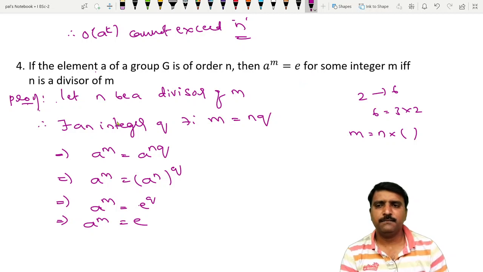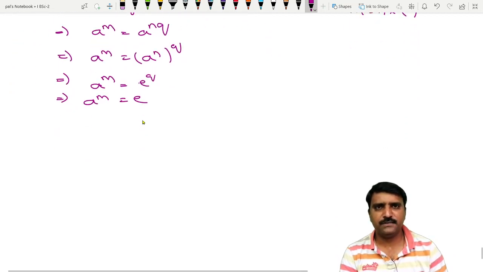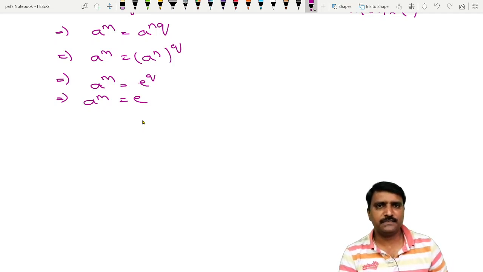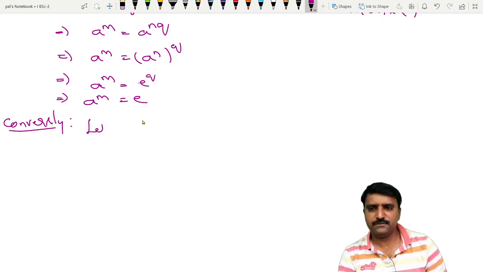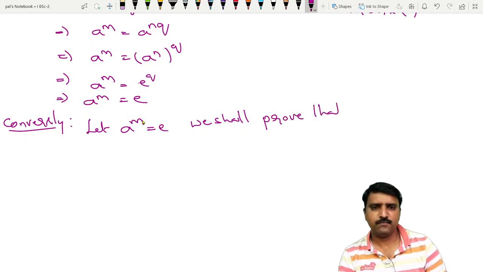By assuming that n is a divisor of m, we proved that a to the power of m is equal to e. In the next part, by assuming a to the power of m is equal to e, we have to show that n is a divisor of m. So that is the converse part. Since it is an if and only if statement, we have to prove its converse part also. So conversely, let a to the power of m be equal to e. We shall prove that n divides m.